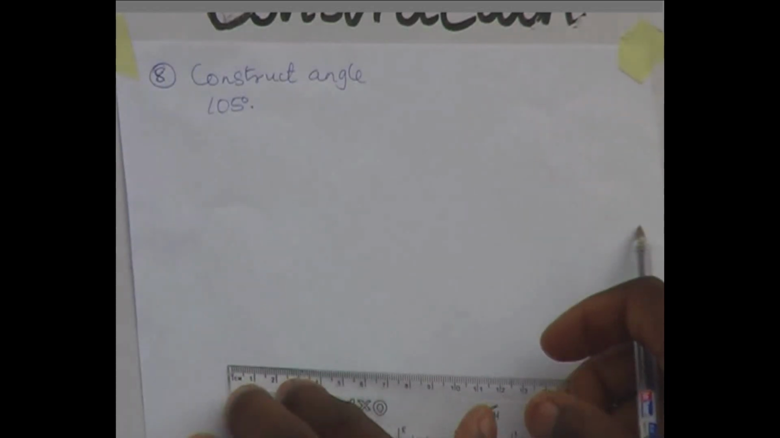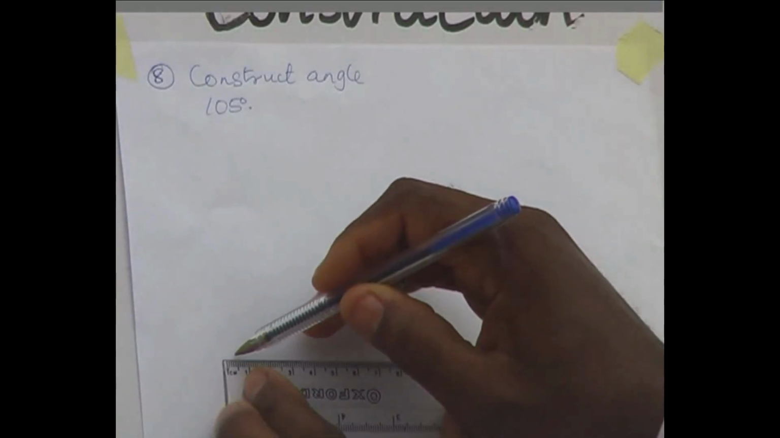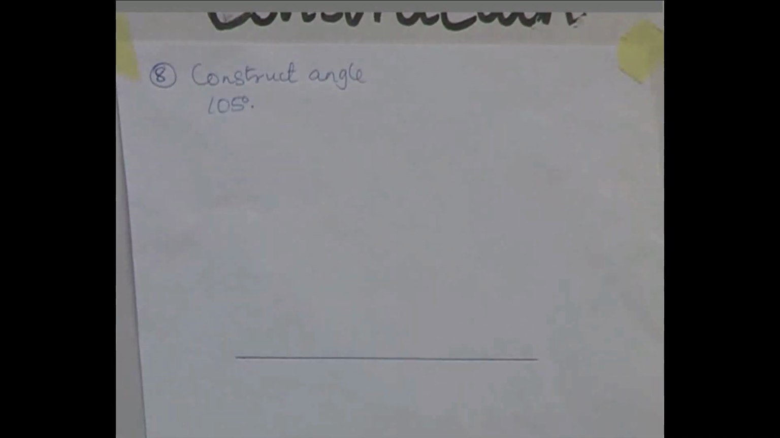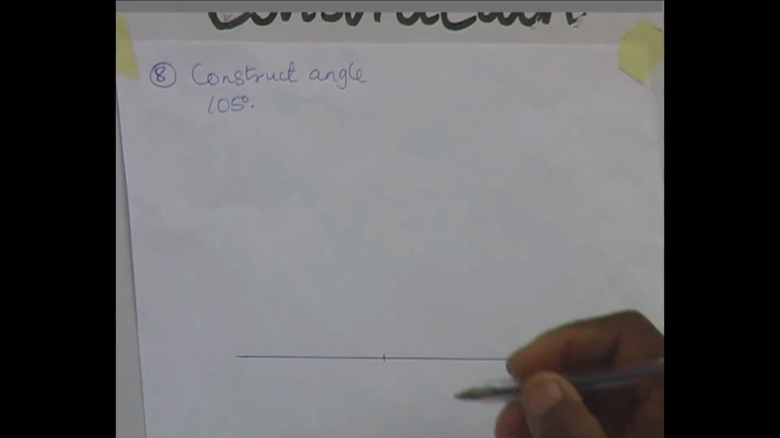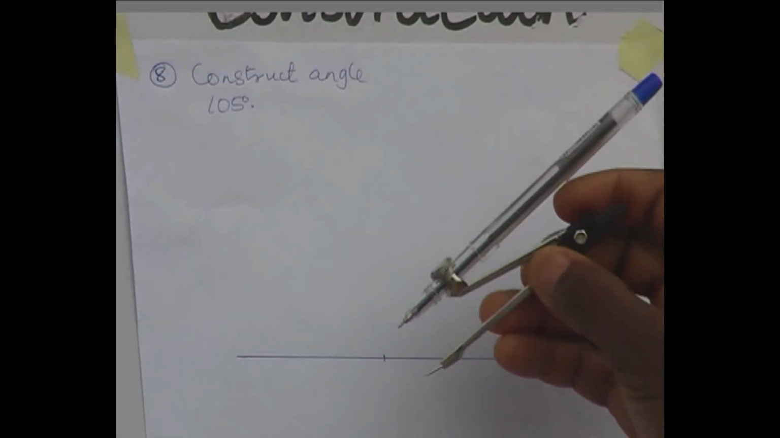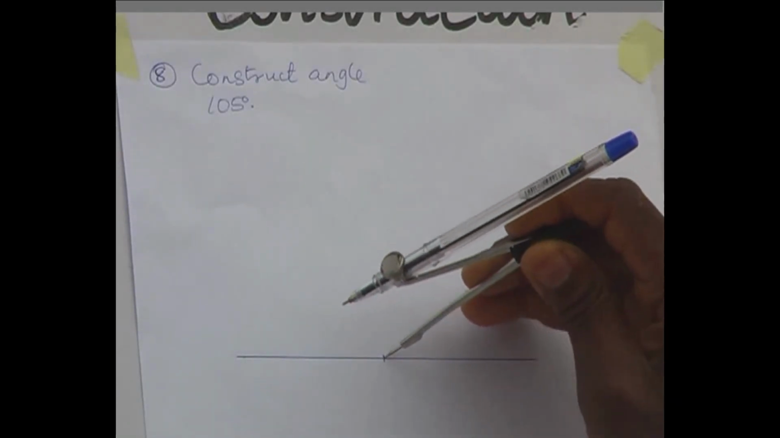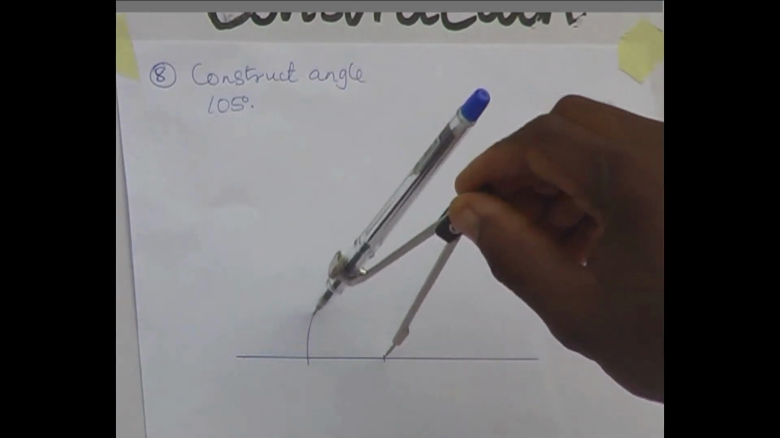Just like all the other angles we have constructed, draw a horizontal line of any length. After drawing that, pick a point. After picking the point, pick your pair of compass. Open it to a reasonable radius. Put the needle point at this point you picked, and draw a semicircle.